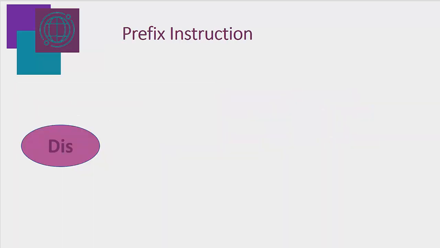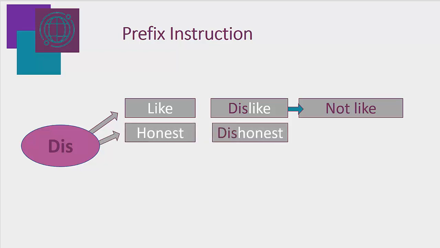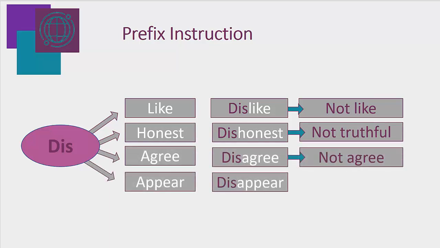Another way to approach prefix instruction is to have students engage with the prefix by matching the prefix to different familiar words and then determining the meanings of the prefixed words. Like, dislike, not like. Honest, dishonest, not truthful. Agree, disagree, not agree. And appear, disappear, not there.